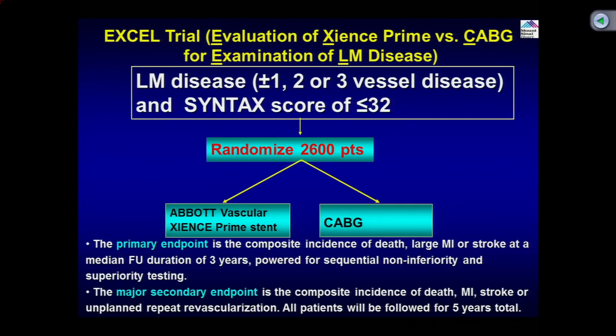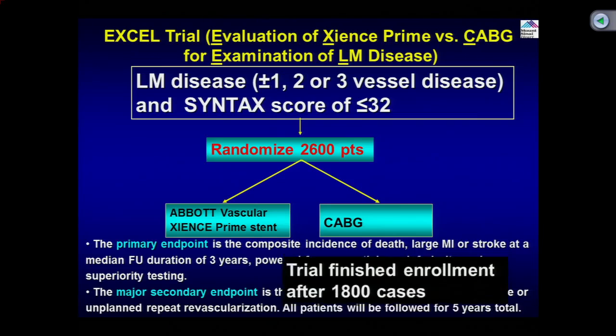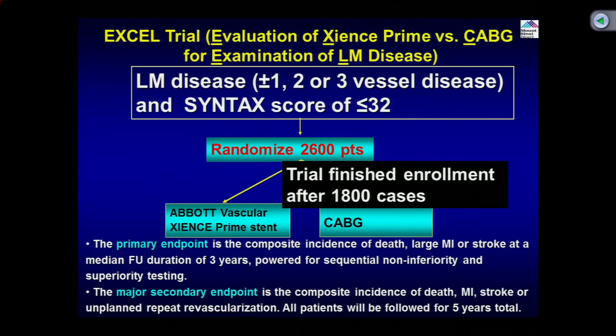Now, one very interesting trial, which we all knew, is the EXCEL trial, which planned to compare CABG versus Xience stent in patients with left main disease without additional vessel disease and a SYNTAX score of 32 or less. It was planned with 2,600 randomized patients, but enrollment was actually stopped after 1,800 cases, and it is now in the follow-up phase, and hopefully we'll get some answers. The question is why it was stopped and did not reach the target of 2,600. There is a lot of debate whether it was financial issues, or whether the midterm analysis definitely showed no difference in the two strategies. But clearly the primary endpoint was death, MI and CVA at 3 years, just like the freedom endpoint.